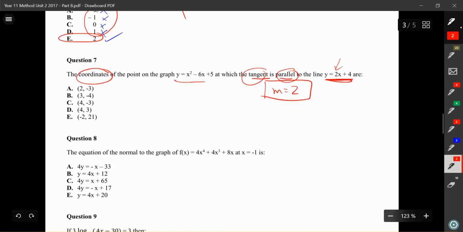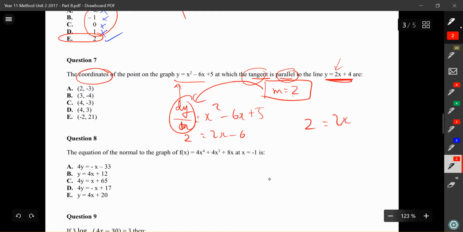Remember back to derivatives. Derivative is the gradient. So if I found the derivative of this, dy dx, of x squared minus 6x plus 5, that's 2x minus 6. Now the gradient's 2, so that means the derivative, dy dx, has to equal 2. You can solve that. You can do 2 equals 2x minus 6, add 6 on both sides, that becomes 8 equals 2x, and then divide both sides, x equals 4, right?